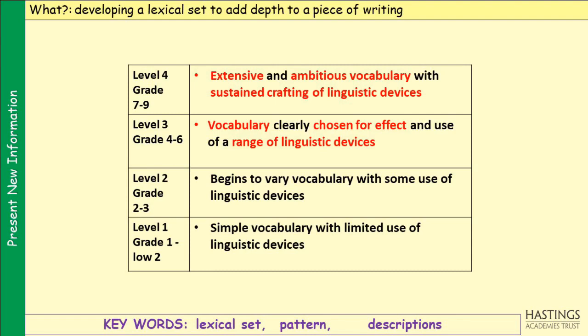So this here is the mark scheme, and this is to show you why lexical sets are important. So for a level 3, which is a grade 4 to 6, you need vocabulary chosen for effect with a range of devices. So lexical set is a device, and using a range of different vocabulary within your lexical set obviously helps your vocabulary. And to get that higher grade, so grade 7 to 9, so a level 4, you need to be using extensive and ambitious vocabulary with sustained crafting of linguistic devices. So once again, lexical set is a perfect way of doing that.